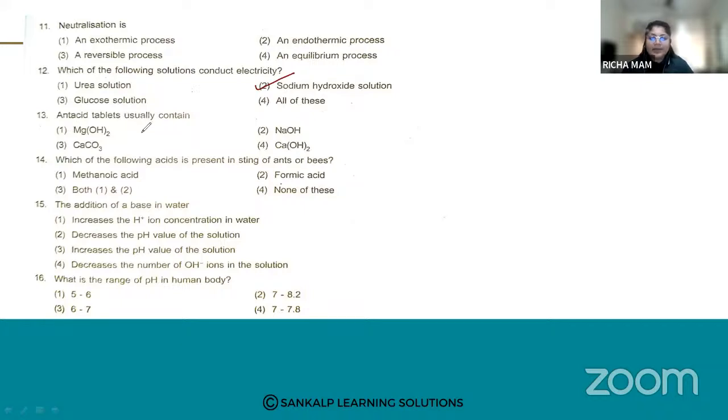Next one: antacid tablets usually contain. So what do antacid tablets contain?